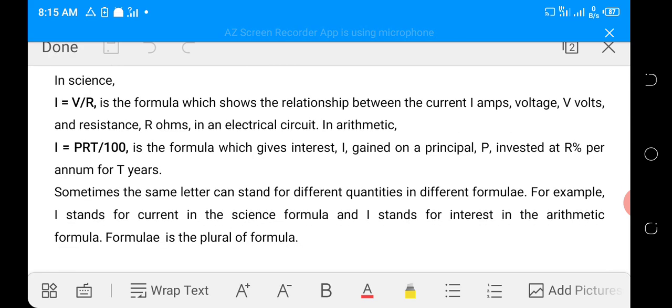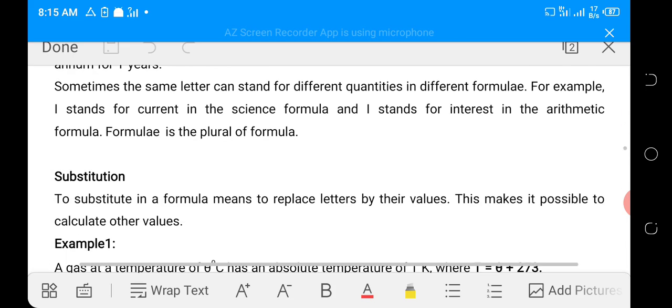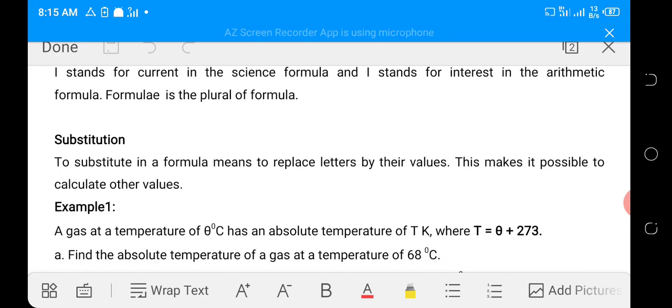And they want you to also take note that a letter can represent different quantities when it comes to different formulae. In this formula, I is equal to V over R, the I there represents the current. But in the formula, I is equal to PRT over 100, the I there represents the interest. So take note. Let's go to substitution.